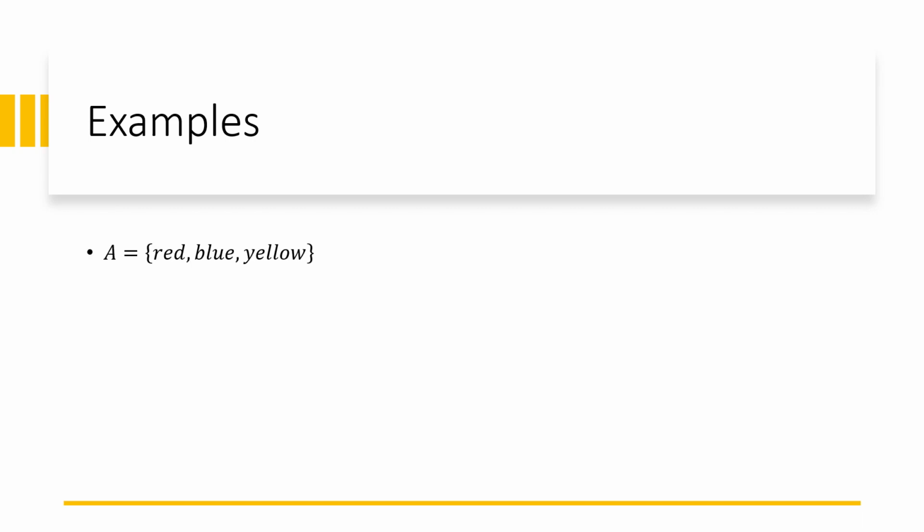So here is a set. A is equal to {red, blue, yellow}. Now, we need to count the number of elements inside set A. So 1, 2, 3. And we can denote that by n(A) = 3, because there are 3 elements inside set A.